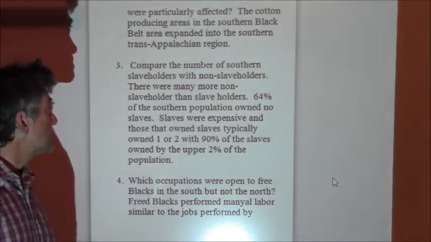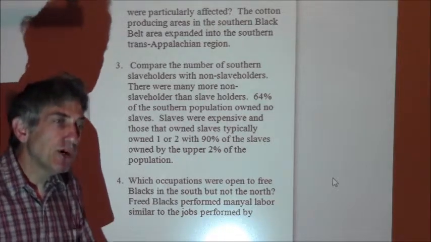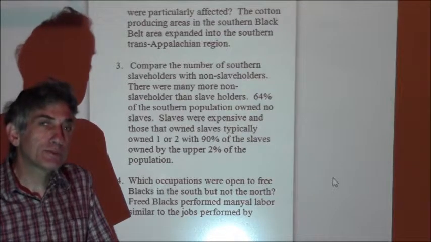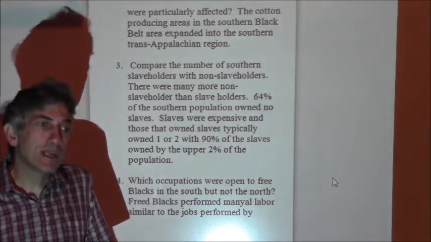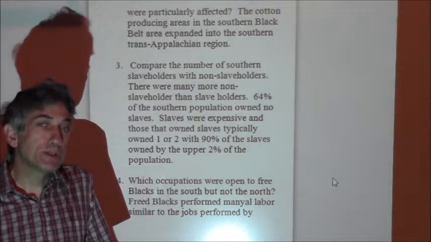Compare the number of southern slaveholders with non-slaveholders. Strangely enough, there were fewer slaveholders than non-slaveholders. 64% of the southern people did not own slaves whatsoever, which meant most of the slaves were owned by 36% of the people.